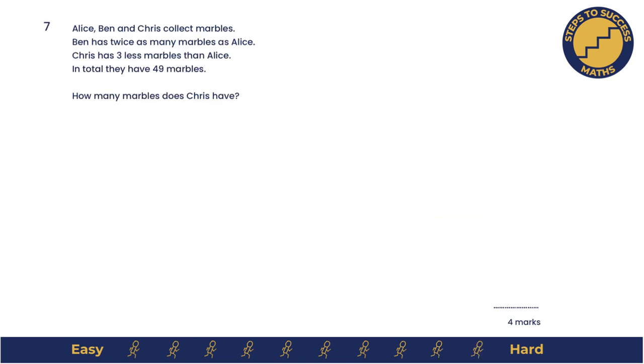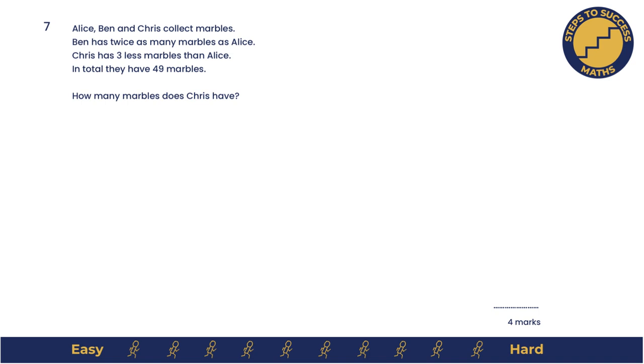Question 7. Alice, Ben and Chris collect marbles. Ben has twice as many marbles as Alice. Chris has 3 less marbles than Alice. And in total they have 49 marbles. How many marbles does Chris have?